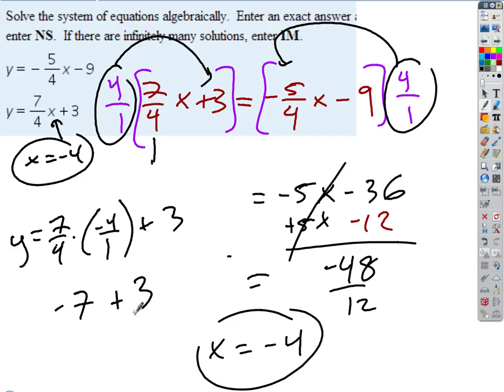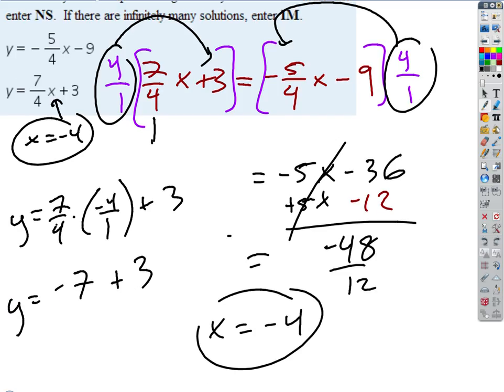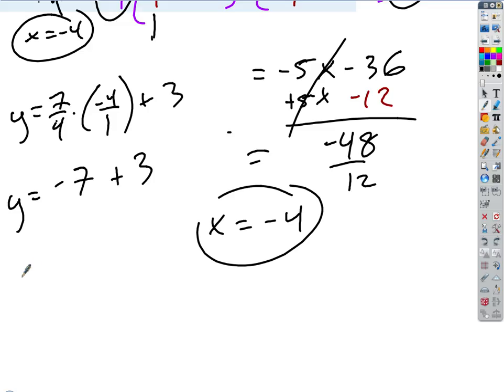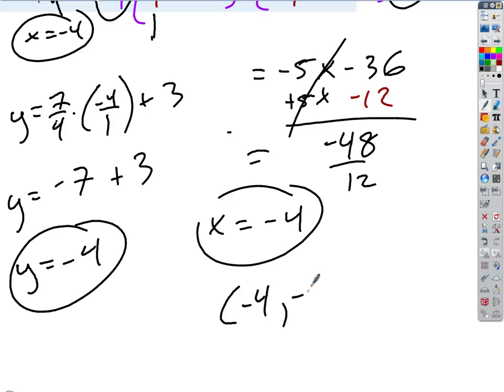Negative 7 plus 3 equals what? Yeah, negative 4. So my answers are x equals negative 4, y equals negative 4, so written as an ordered pair, it just looks like that. Make sense? Okay?